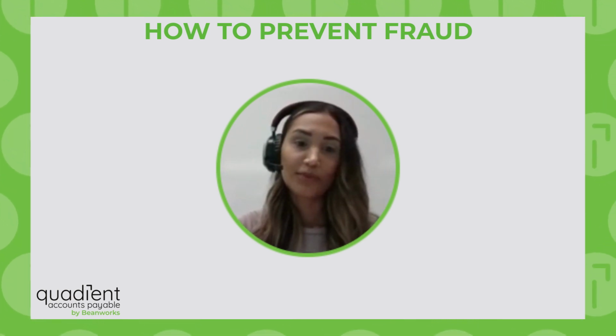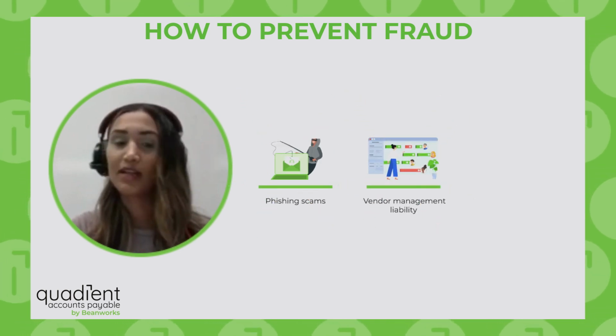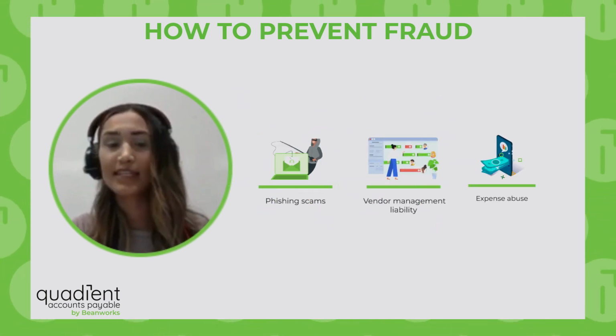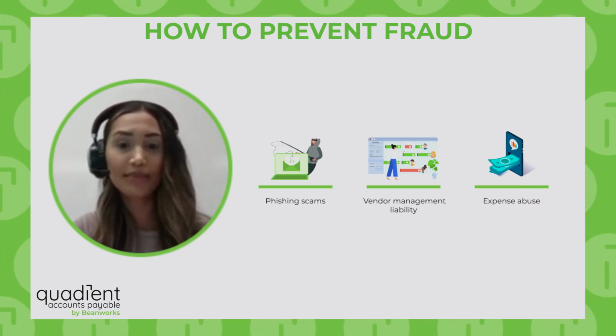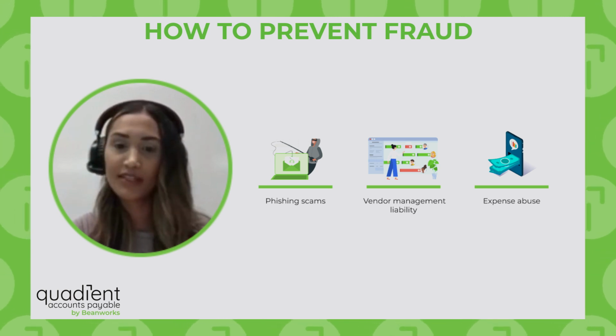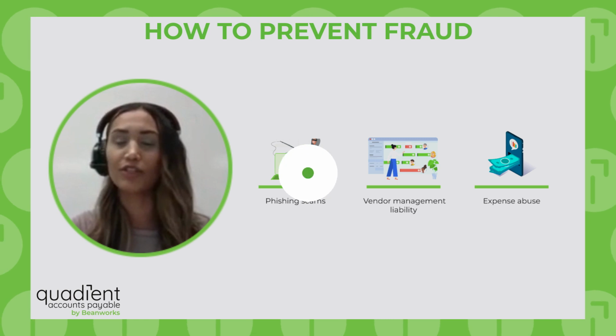In this section, we'll explore how to prevent fraud, including phishing scams, vendor management liability, and expense abuse. So we'll examine some of the techniques you can employ to shore up these vulnerabilities and discuss how AP automation can support your fraud prevention efforts.